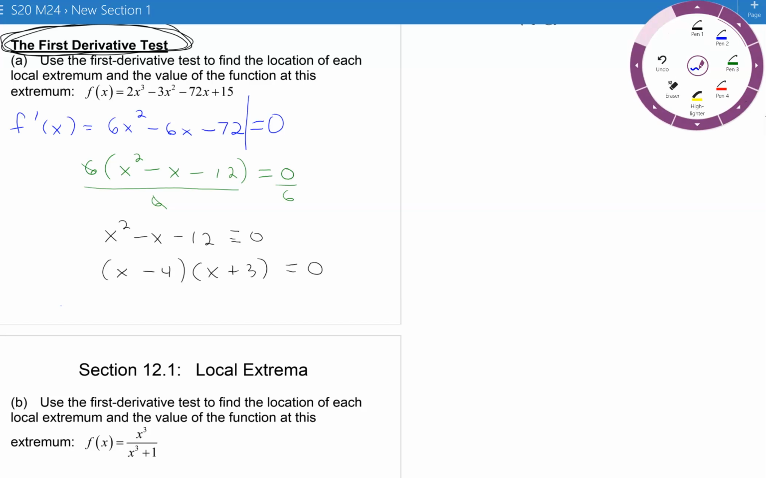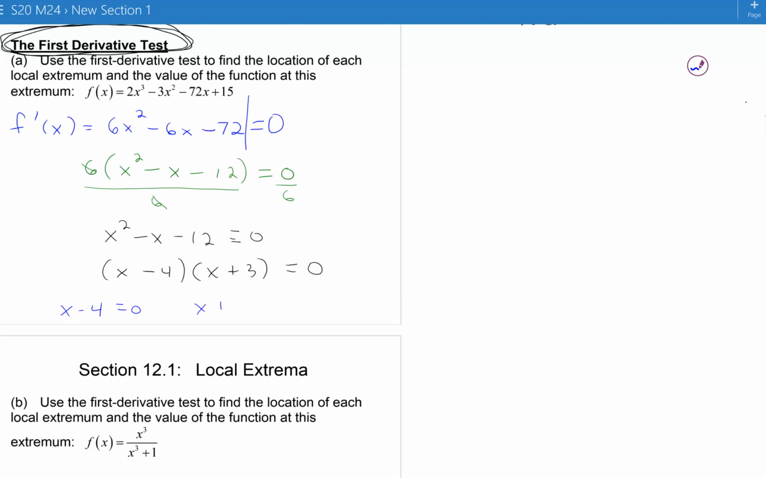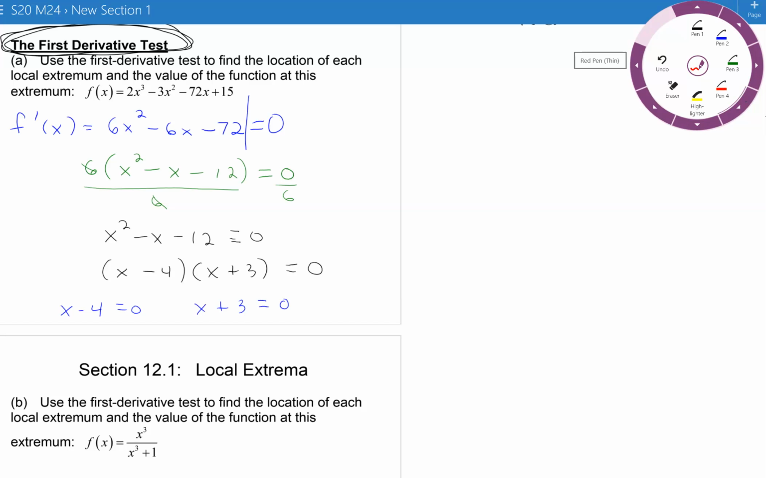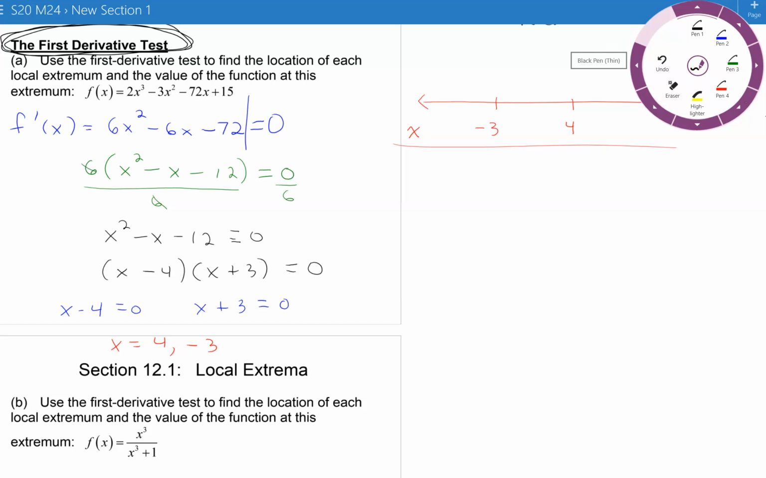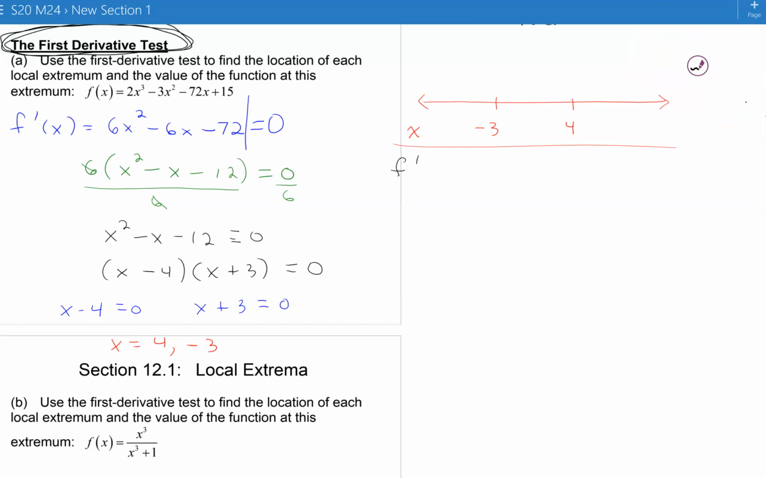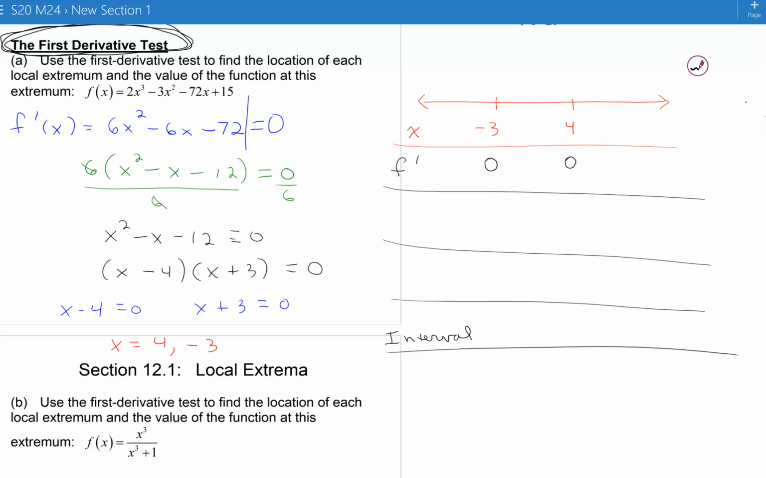So I use my zero product property and I say either x minus 4 is 0 or x plus 3 is 0. So that gives me my two critical numbers, x equals 4 and negative 3. So I'm going to make my number line and put negative 3 and 4 with x as the label for this row because these are representing x values. So then I want to add some information about f prime. And so far I know that when x is negative 3, f prime is 0. And when x is 4, f prime is 0. And then let's leave enough space to add some more information and then do our interval testing.